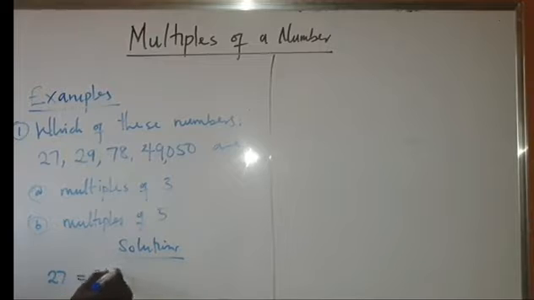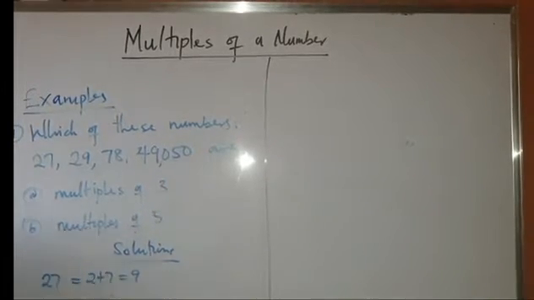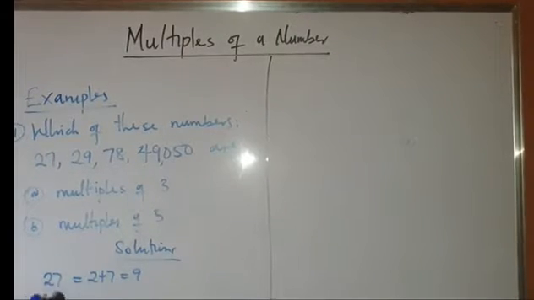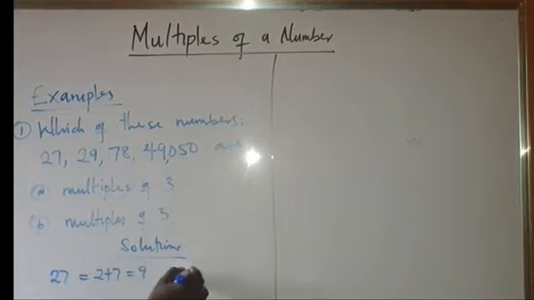So 2 plus 7 gives what? 9. So 3 can divide 9, right? Without having a remainder. So in that case, 27 is a multiple of what? 3. So 27 is there.